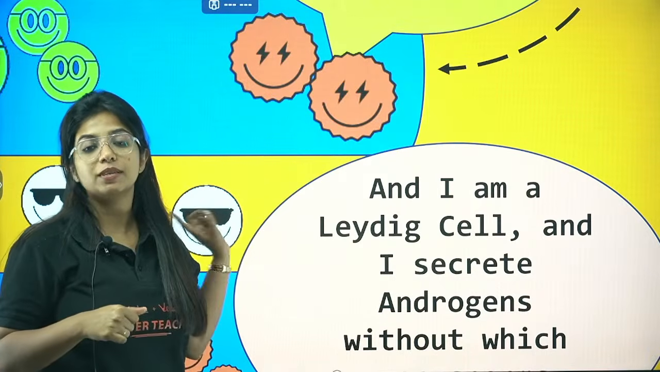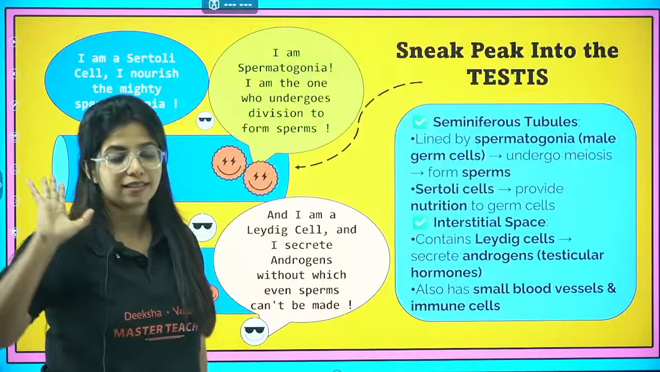So these hormones are being secreted with the help of the Leydig cells or the interstitial cells.